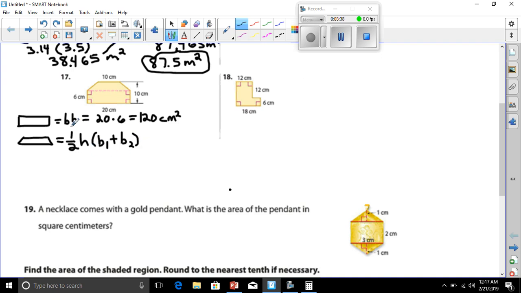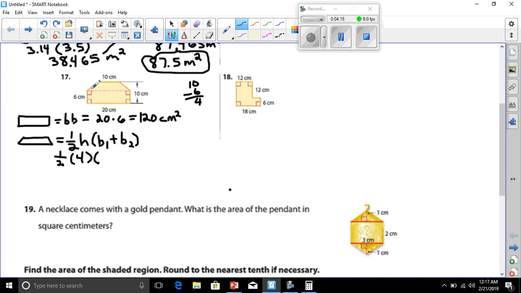All right, so let's fill these in. Well, 1/2 stays the same. But what is my height? Well, it doesn't tell me the height here, but it does tell me that the whole shape is 10 centimeters high. And it does tell me that the side of this rectangle is 6. So I can take 10 minus 6. And that tells me that the trapezoid is only 4 centimeters high. So now I'm going to go ahead and replace the h for height with the number 4, because that's how tall it is.